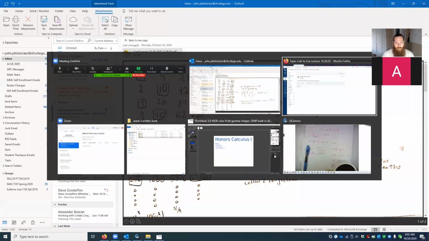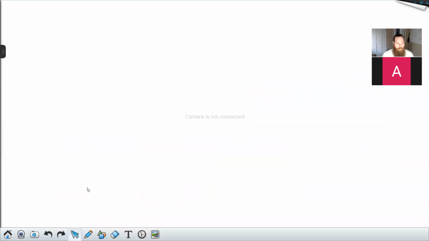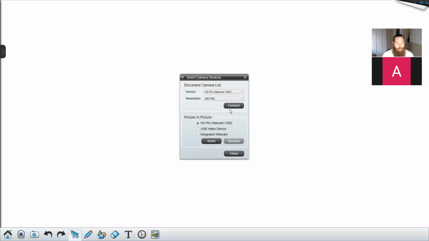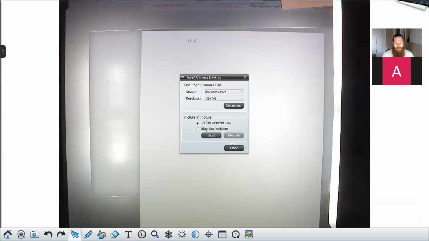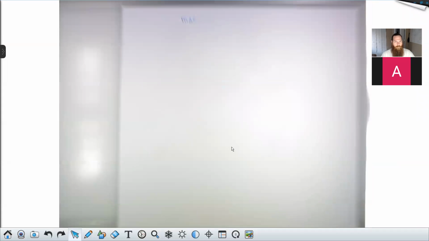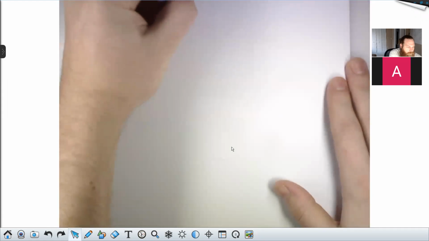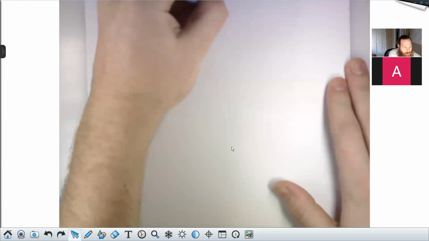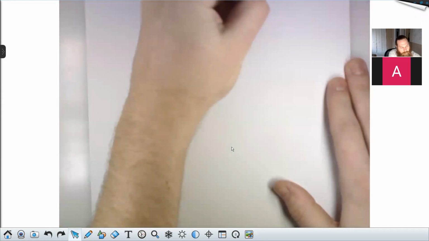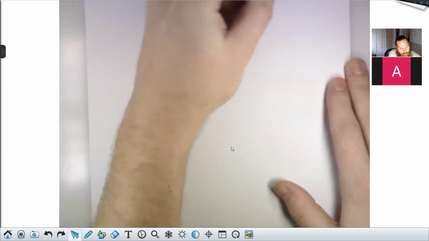Let me get the doc cam fired up. Swap over that. Oh, what do you mean it's not connected? All right. This is MAC2312.001. And today is the 28th.